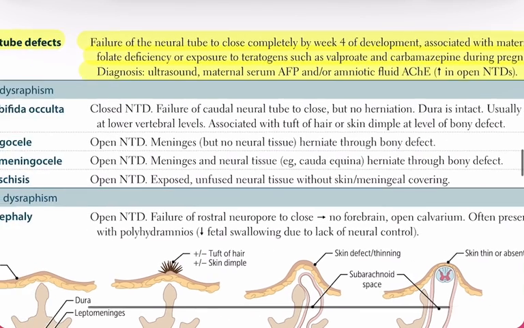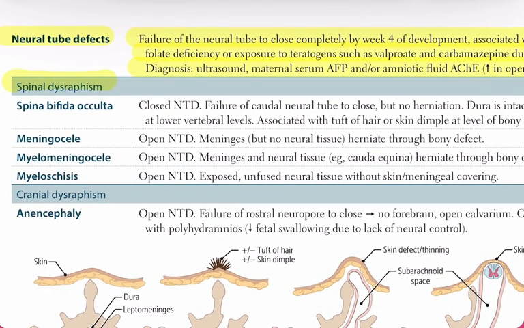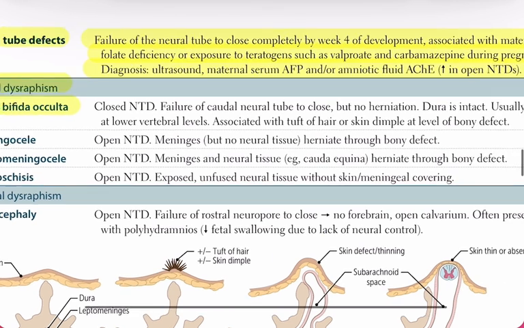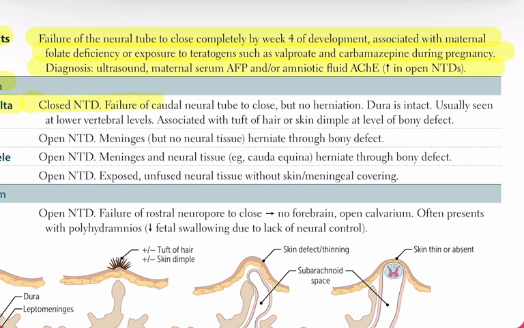Let's start with spinal dysraphism, which affects the spine. The first type is spina bifida occulta, which is a closed neural tube defect. Here, the caudal, or tail end, neural tube fails to close, but there's no herniation of tissue. The protective dura, which is the outer membrane covering the spinal cord, remains intact. This usually occurs at lower vertebral levels and can often be identified by a tuft of hair or a skin dimple over the affected vertebra.